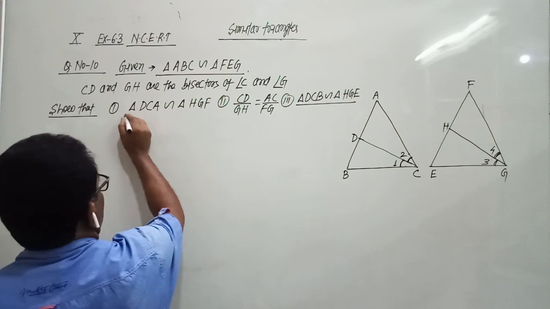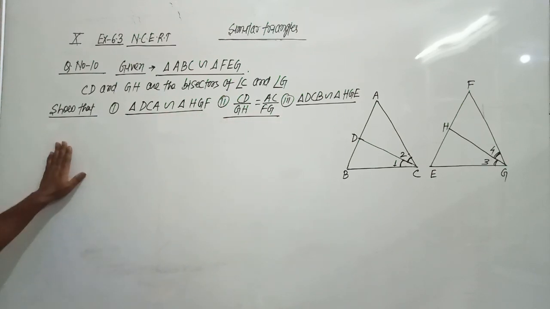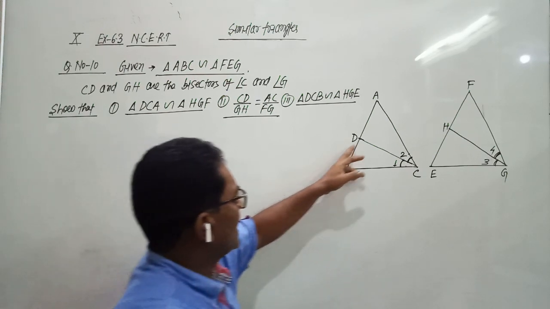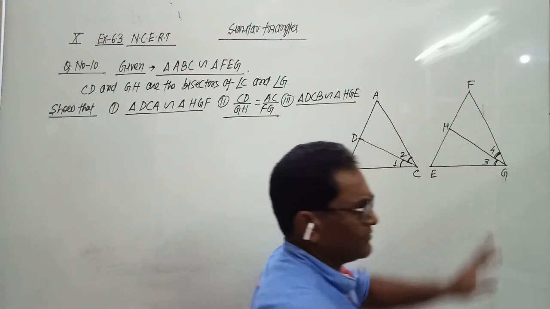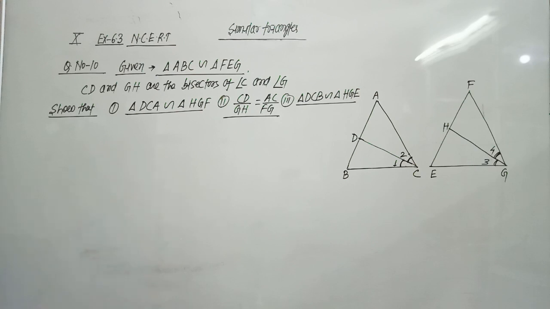So these three parts we have to prove. The first part is triangle DCA is similar to triangle HGF. And we have given two triangles, two similar triangles we have given.